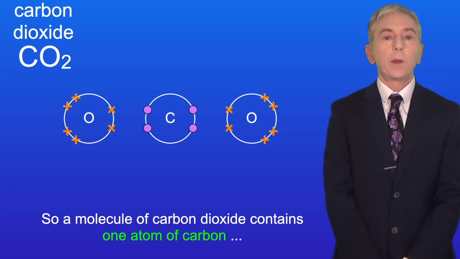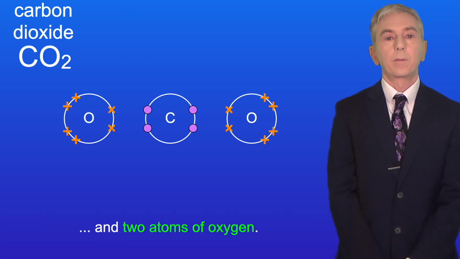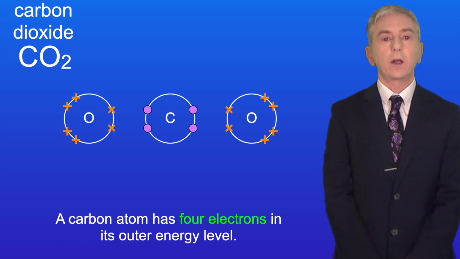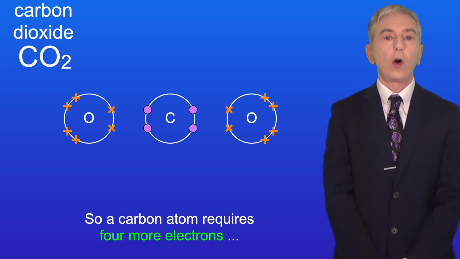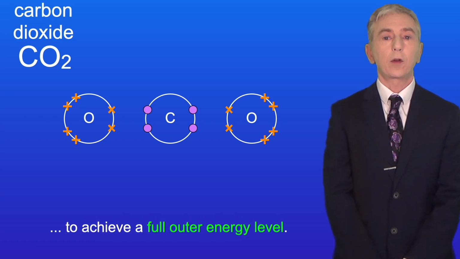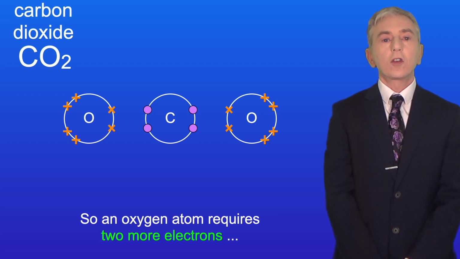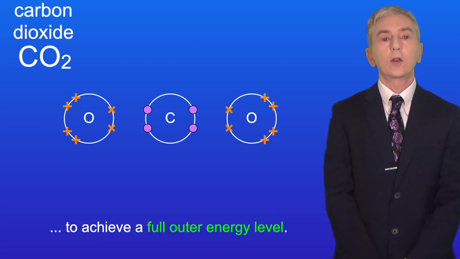So a molecule of carbon dioxide contains 1 atom of carbon and 2 atoms of oxygen. A carbon atom has 4 electrons in its outer energy level, so a carbon atom requires 4 more electrons to achieve a full outer energy level. An oxygen atom has 6 electrons in its outer energy level, so an oxygen atom requires 2 more electrons to achieve a full outer energy level.